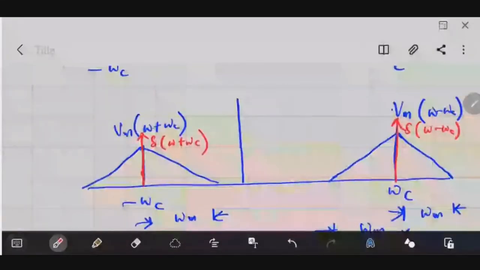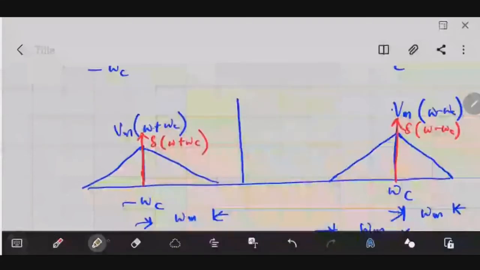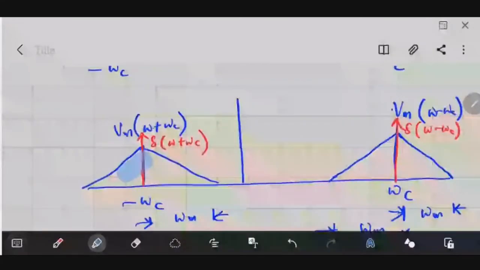So let us understand what are these two terms. We have already seen the two terms. One is obviously the modulated signal, which we have represented here in blue. So whatever you see in this blue color is basically the modulated signal, and the two red impulses here actually represent the carrier. So these are the two terms.